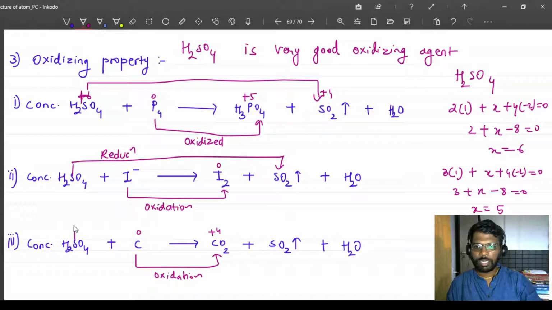And since it is an oxidizing agent, it will get reduced. So this is a reduction from plus 6 to plus 4 oxidation state. So this is reduction.